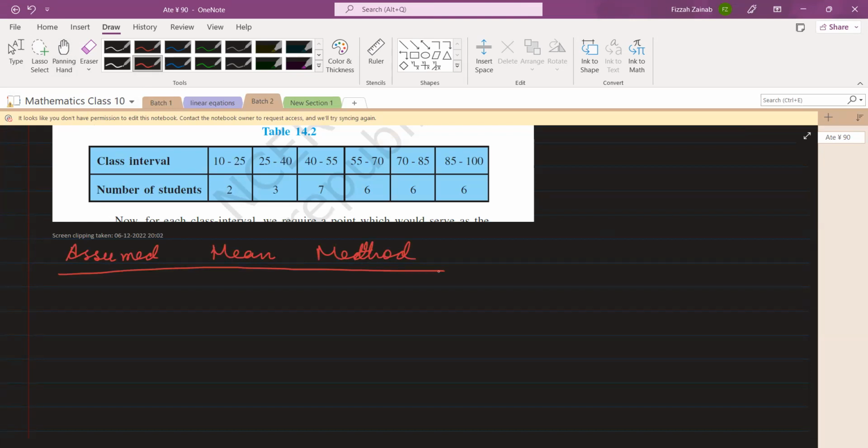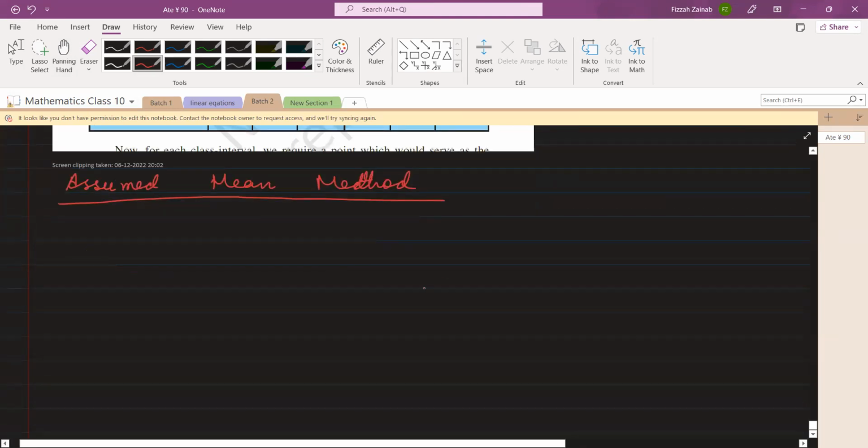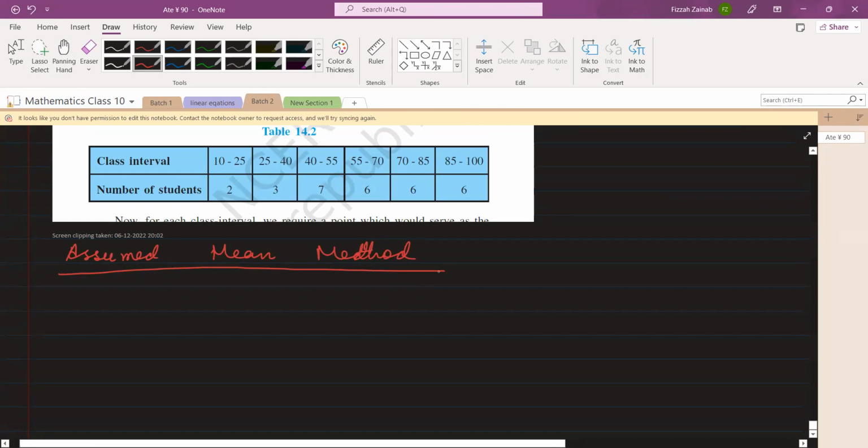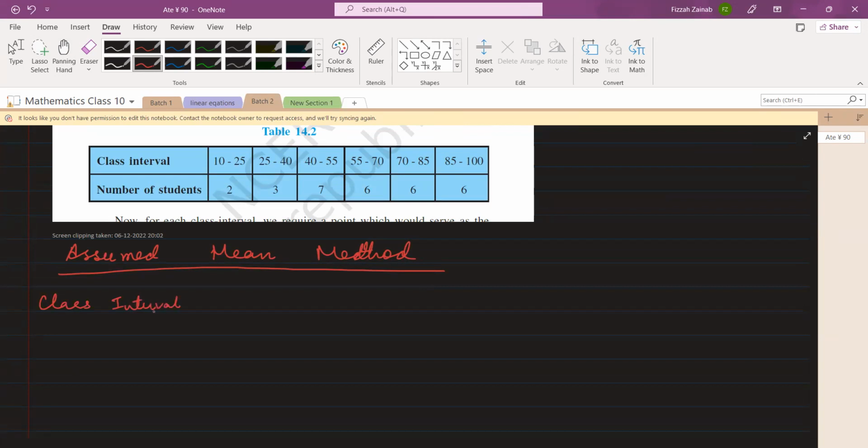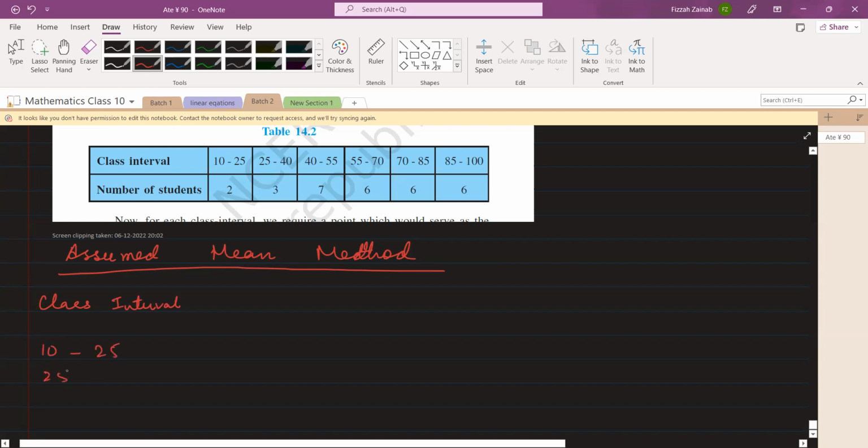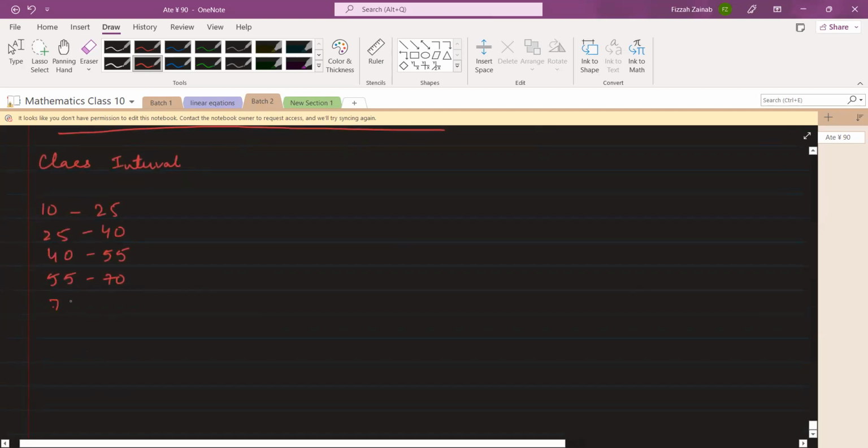As is clear from the name, we assume a mean here. Okay, assumed mean method. Now what is it? First I write this data in table form. First is your class interval: 10 to 25, then 25 to 40, 40 to 55, then 55 to 70, then 70 to 85, and then 85 to 100. These are your class intervals.